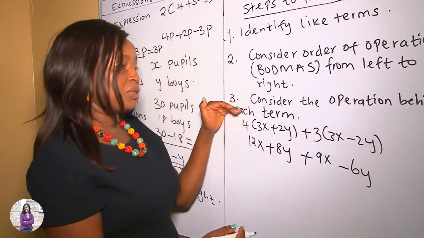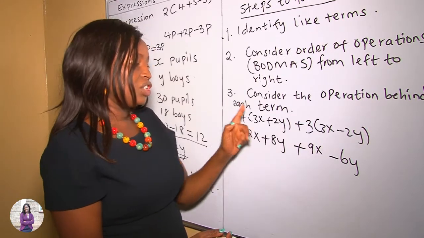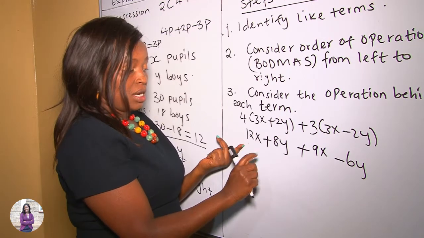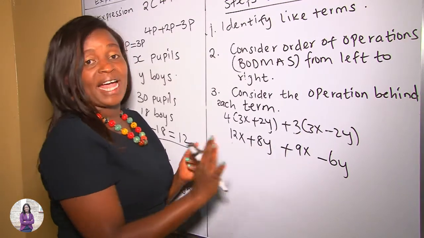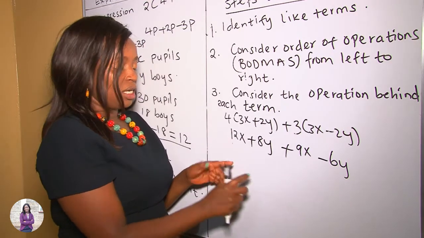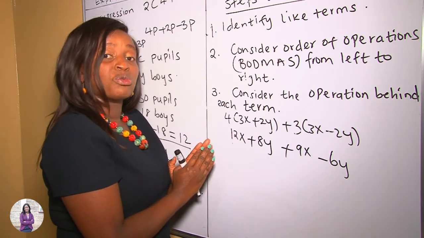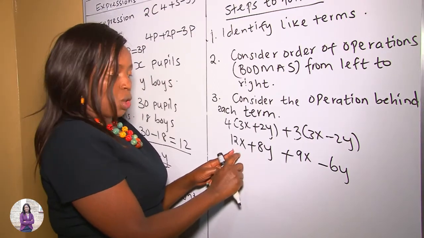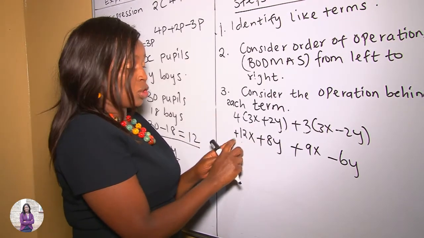Now let's consider step 3 when working out our question. Consider the operation behind each term. All the terms are not alike. There are unlike terms because there is x and y, and x and y are not the same. So as we are considering the sign, we are also factoring in that the terms are not the same. So now we bring together the like terms as we consider the sign behind each term. Let's begin with x. So this is our 12x. The sign behind it is addition. Although there is nothing, it shows that it's addition.